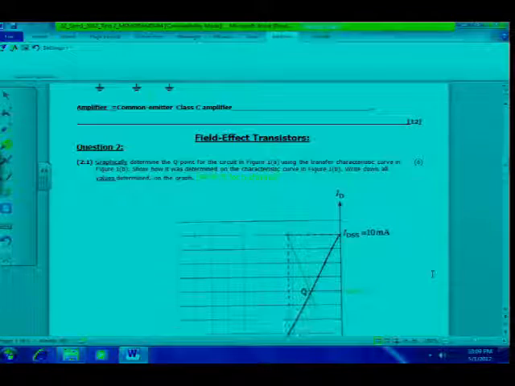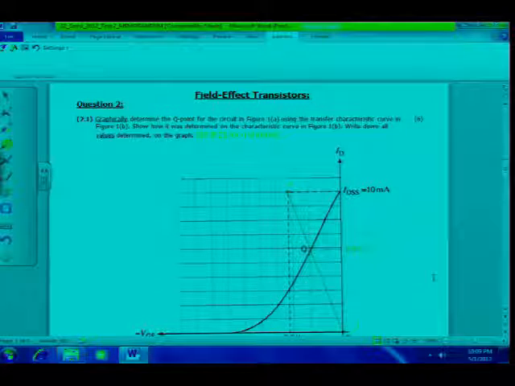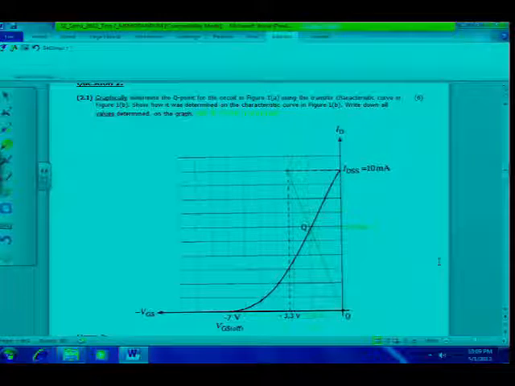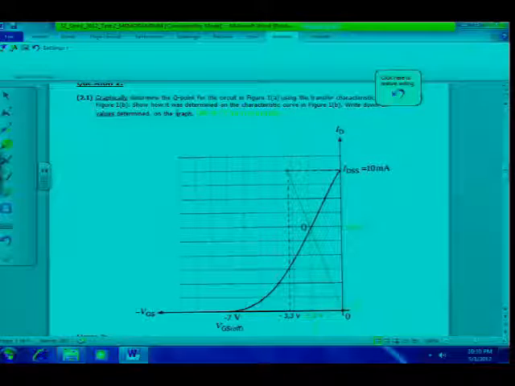Alright, the following chapter that you wrote about was the field effect transistors. Question number 2.1, graphically determine the Q point for the circuit in figure 1A using the transfer characteristic curve in figure 1b. Show how it was determined in the characteristic curve in figure 1b. Remember I told you when we discussed this during the semester that you have to show me with the broken lines how you determined these values and also write in the values, so the marks will be given accordingly. So as I said here, write down all the values determined on the graph.